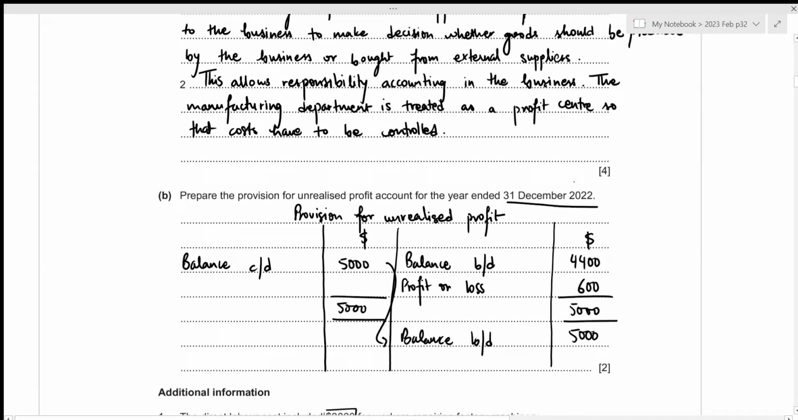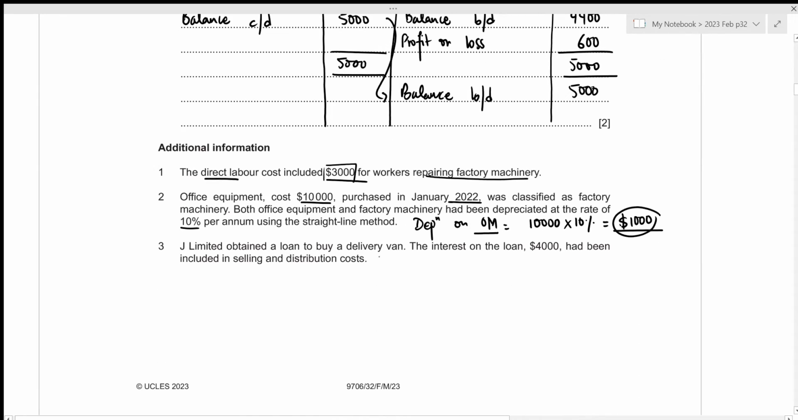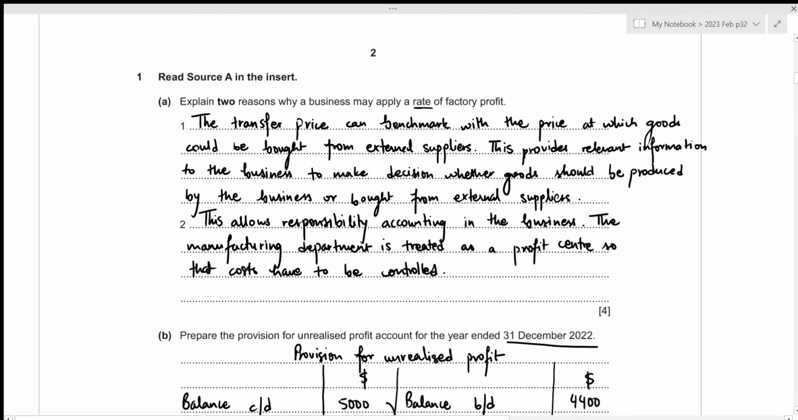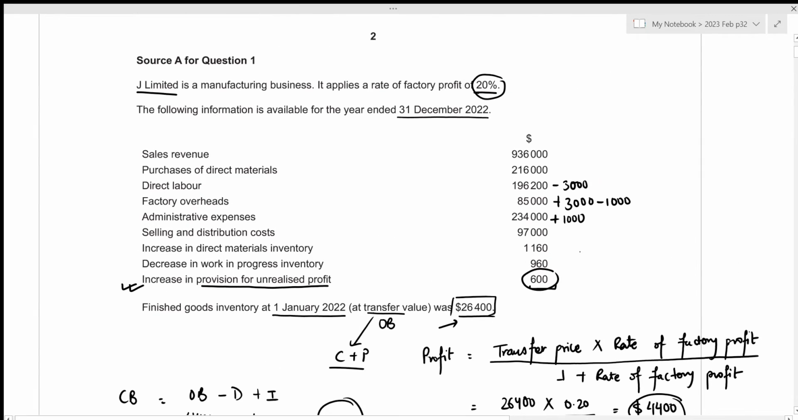All right. Now, J Limited obtained a loan to buy a delivery van, and the interest on the loan, 4,000, had been included in selling and distribution costs. So always remember that the interest charged is our finance cost. So the finance cost is of 4,000, and this amount of 4,000 should be now excluded from our selling and distribution cost. So that's going to be minus 4,000 right here.